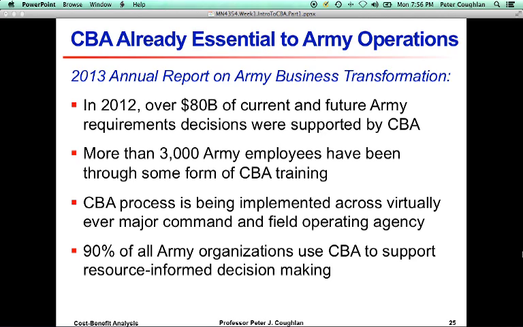And the cost-benefit analysis process is being implemented across virtually every major command and field operating agency across the Army. In fact, as of this 2013 annual report, a year ago, 90% of all Army organizations were using cost-benefit analysis to support resource-informed decision-making. So it's something that is deeply embedded within the Army operations and the culture at this point.